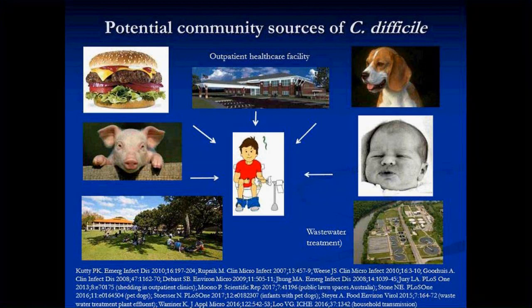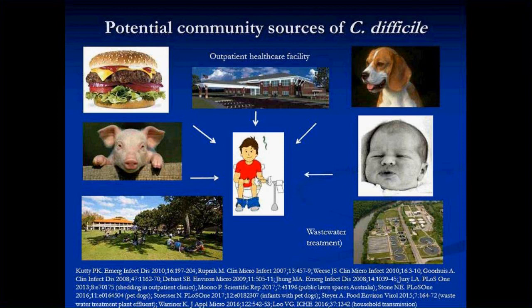And then finally, I'll just mention in Australia, they just published a recent study where they found that the common areas out in the community, where often the soil was contaminated with C. diff spores, and it turned out that they were using pig manure in the processing of topsoil for common areas in Australia. So lots of potential sources for C. diff out in the community.